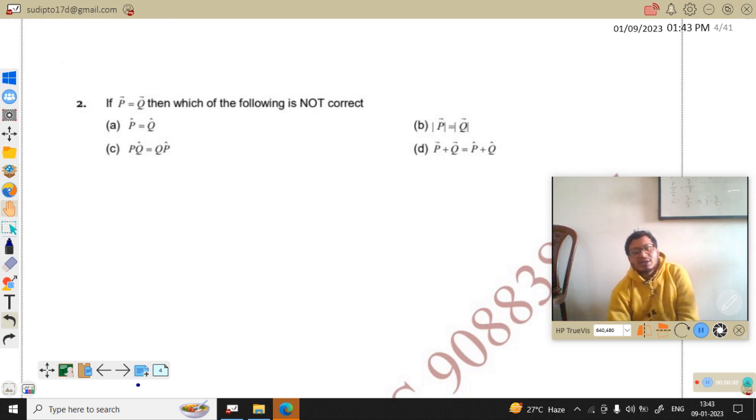Today we're going to discuss the vector DPP, the everyday practice paper. This question is for NEET level. So we will discuss everyday some important questions for the upcoming NEET 2023.